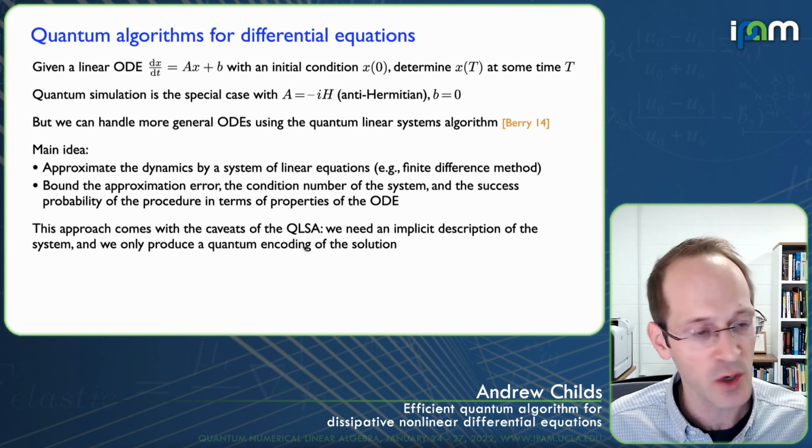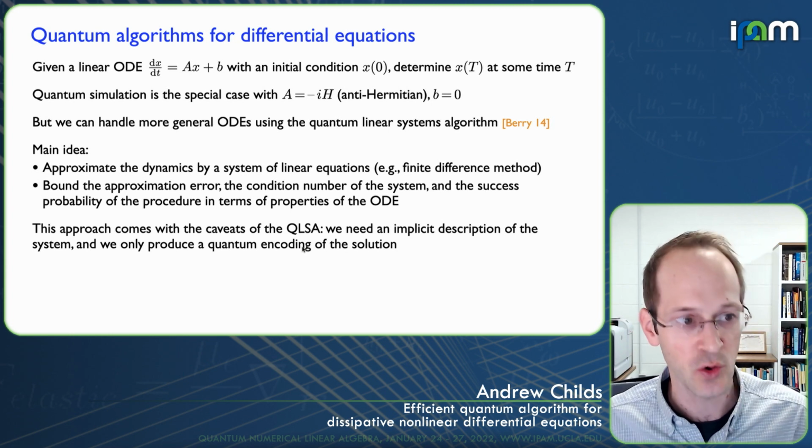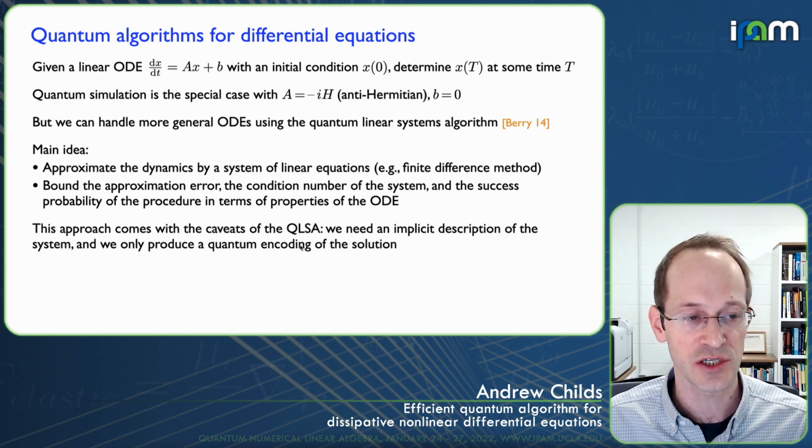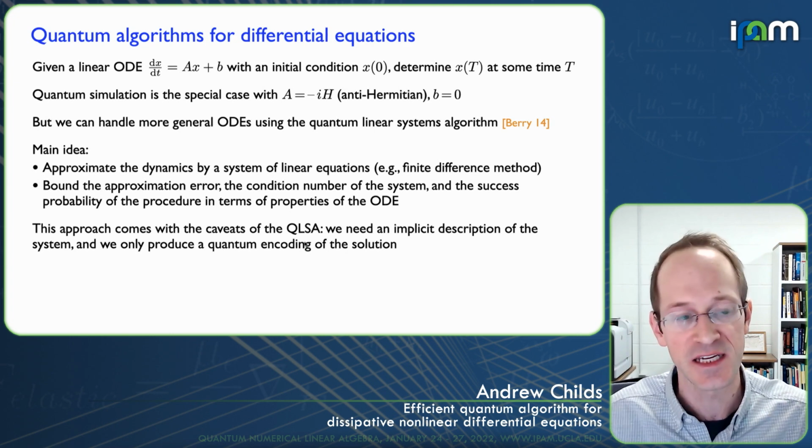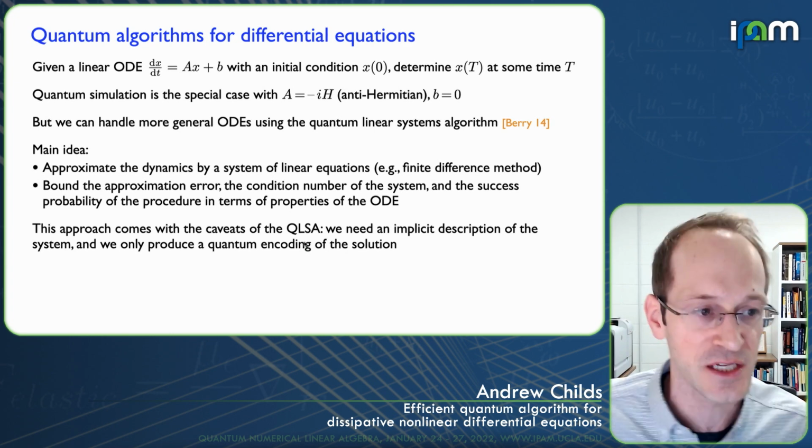And you will only produce a quantum encoding of the solution, right? You produce this quantum state that encodes the solution, which is certainly not the same as producing an explicit description. And then you have to ask, what useful information can you extract from that?